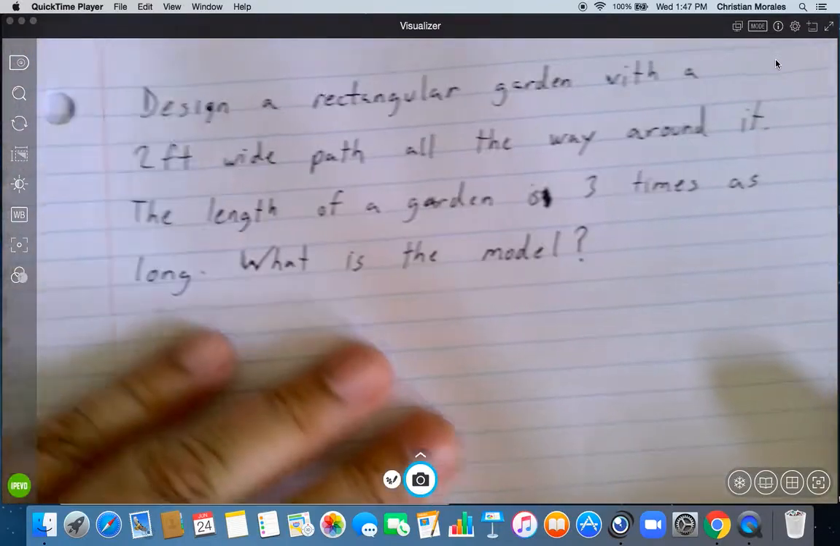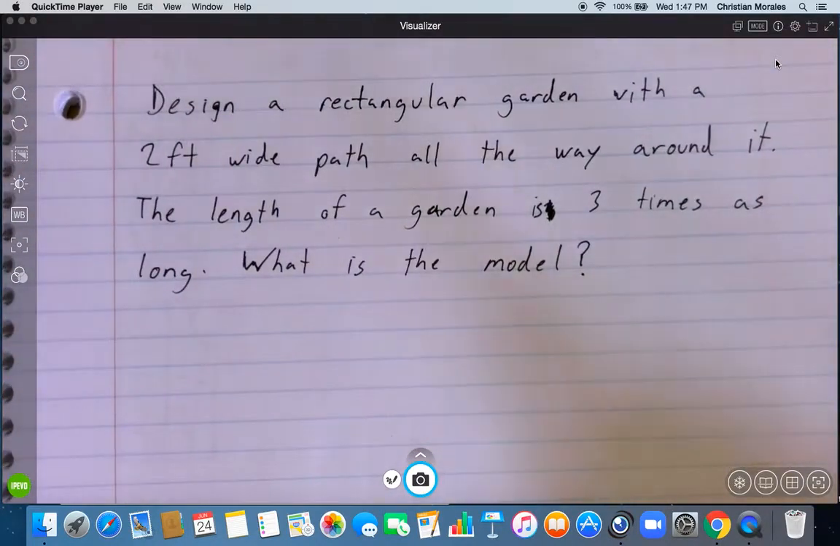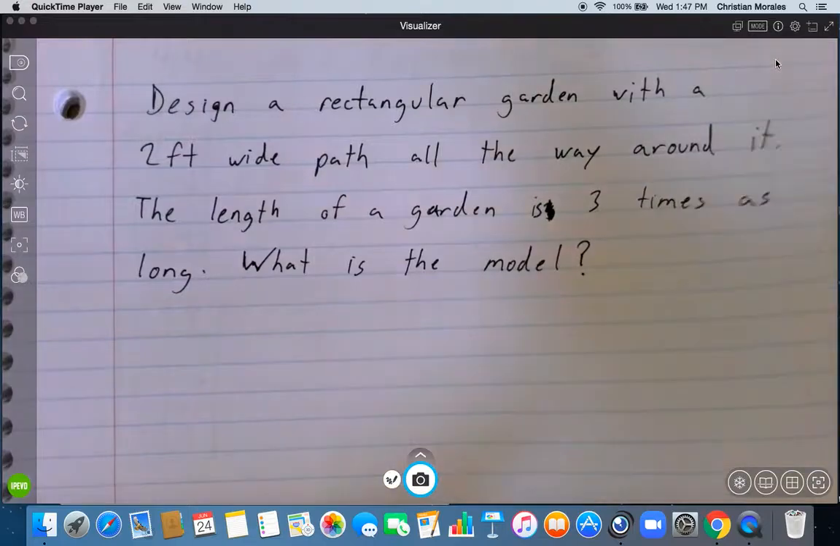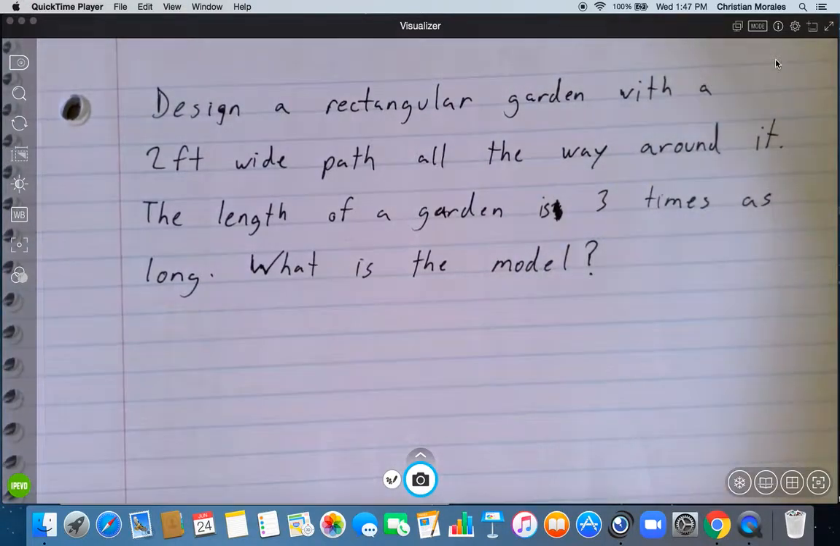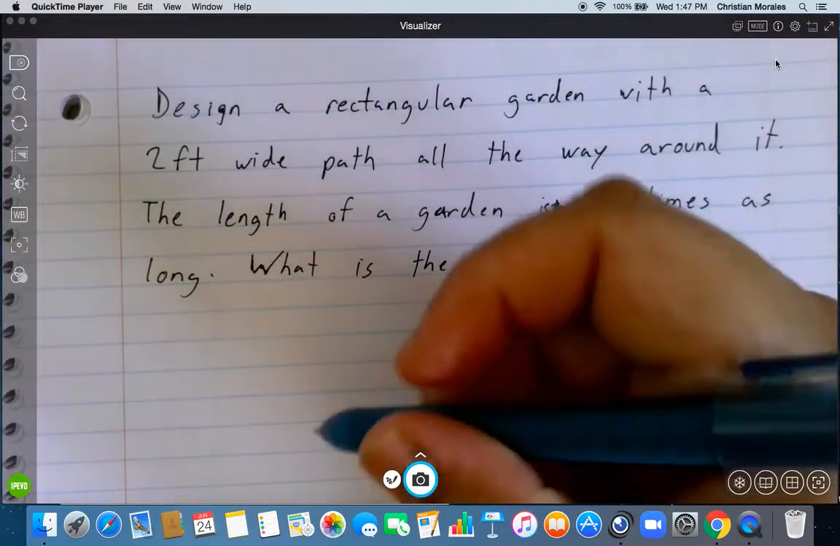All right. A last example to model is, let's say you're designing something, a rectangular garden, okay, with a 2-foot wide path all the way around it. What is the length of the garden? Is 3 times as long. Okay, so let's say you have a rectangular garden.